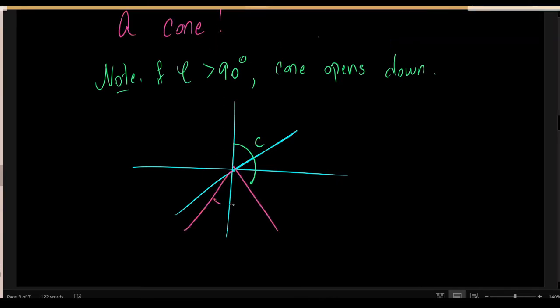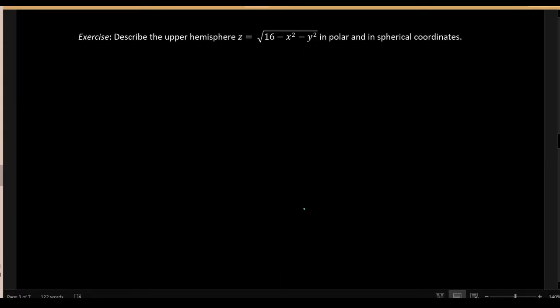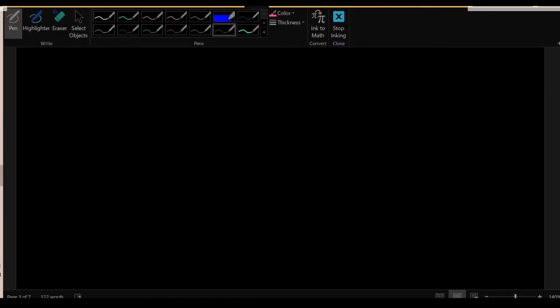So such a graph would be a cone opening down if your phi value is that large. So let's get some practice describing not entire spheres, but this portion of a sphere using cylindrical and spherical coordinates for 3D. All right, so we have z is equal to the square root of 16 take away x squared take away y squared.